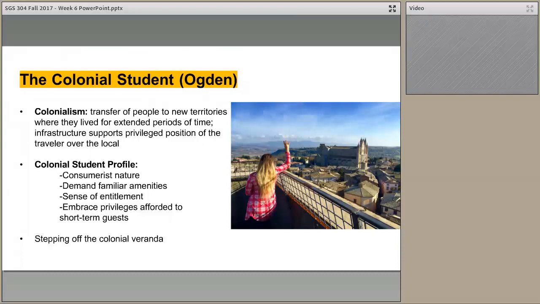Oftentimes, they select their study abroad program or destination as they might go about purchasing a car or other high-value item. They want to know what excursions they will get to take, how many credits they can obtain in a given period of time, what services they will be provided. Similarly, this leads into expectations and potentially a demand for amenities that are familiar to them from back home.